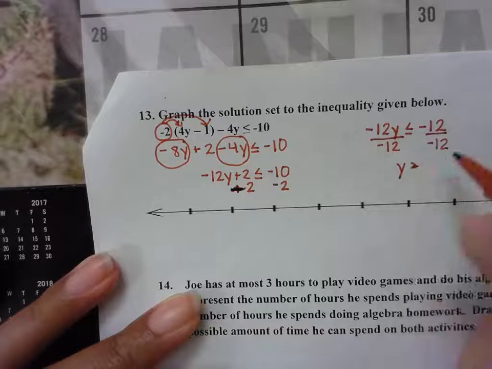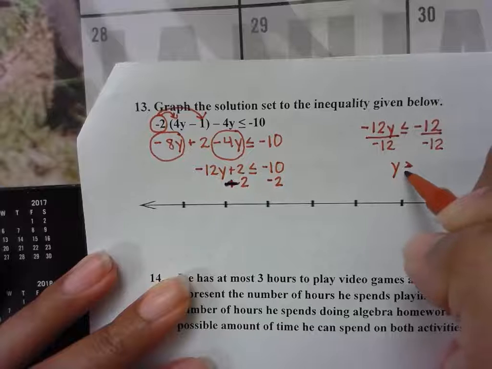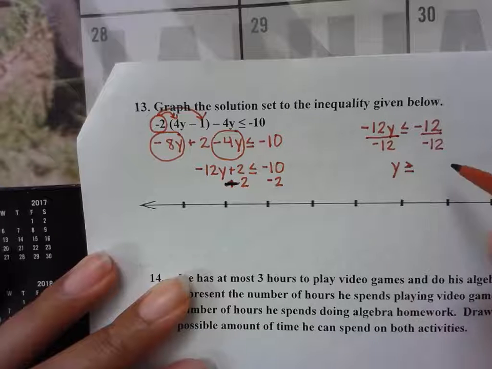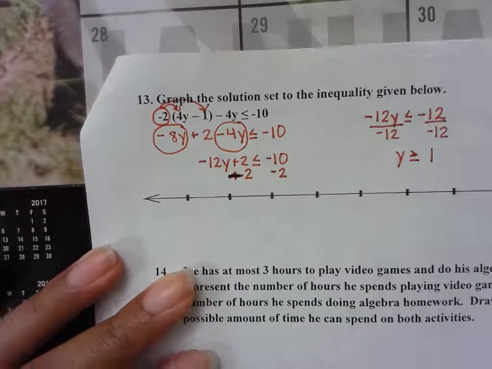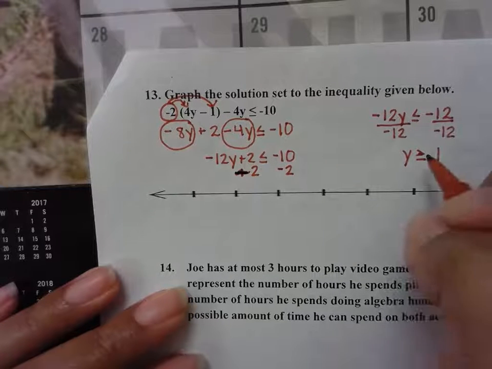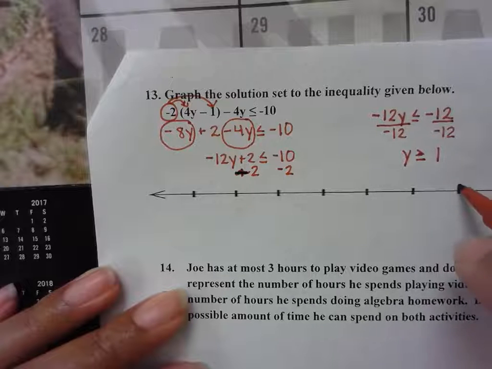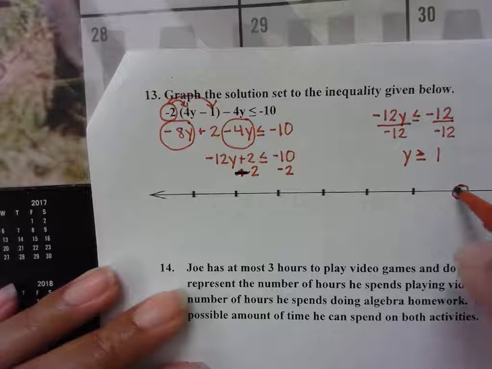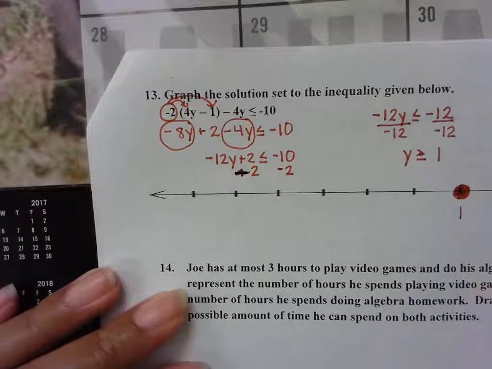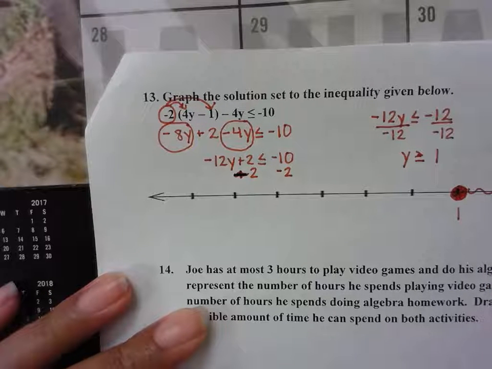So we divide by negative 12, switching my sign. I say y is greater than or equal to 1. So I see this greater than or equal to, that means wherever I decide to put my 1, I have to use a closed circle. So I'm going to put my 1 here. And since it's greater than, I'm traveling to the right.